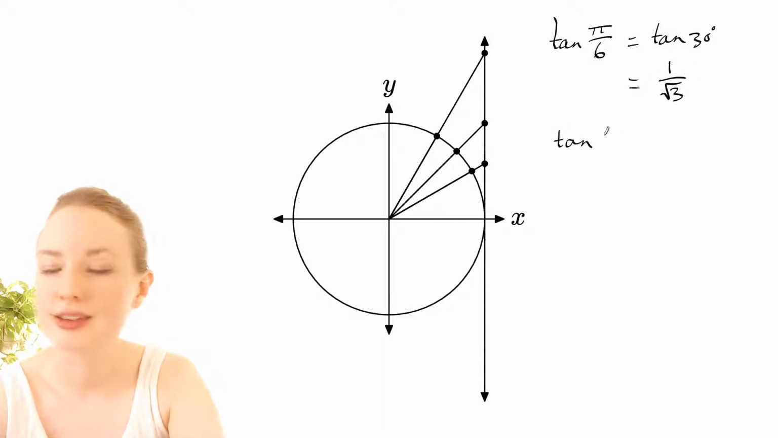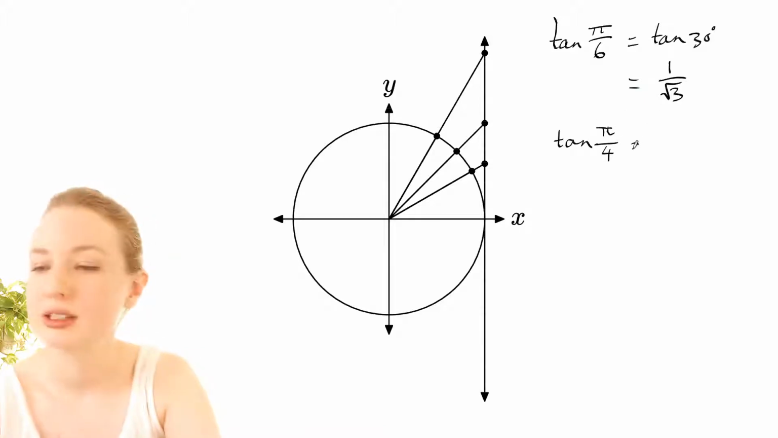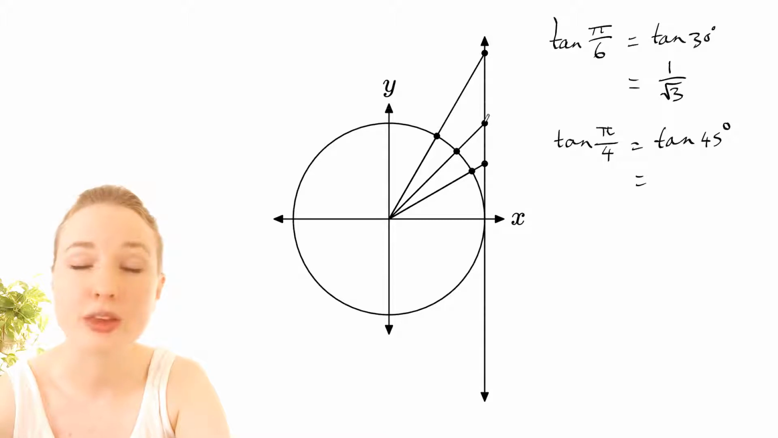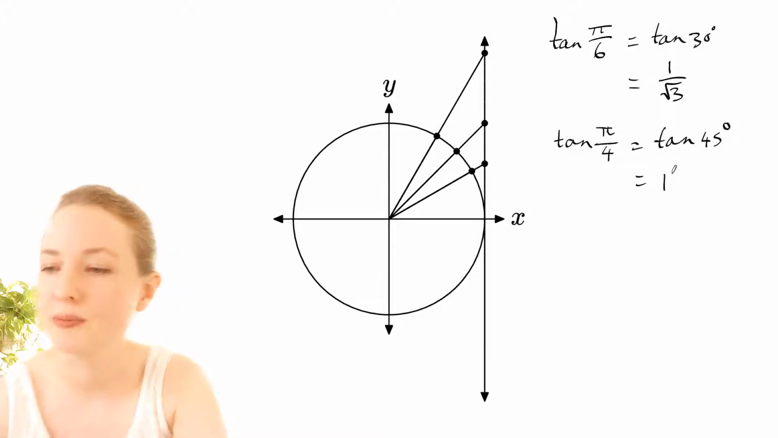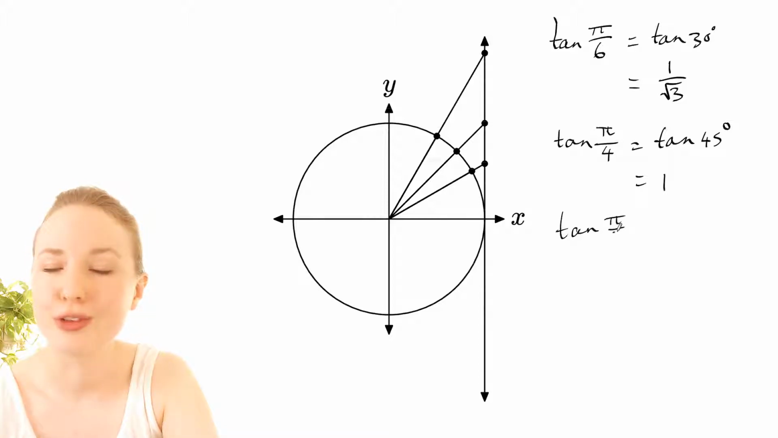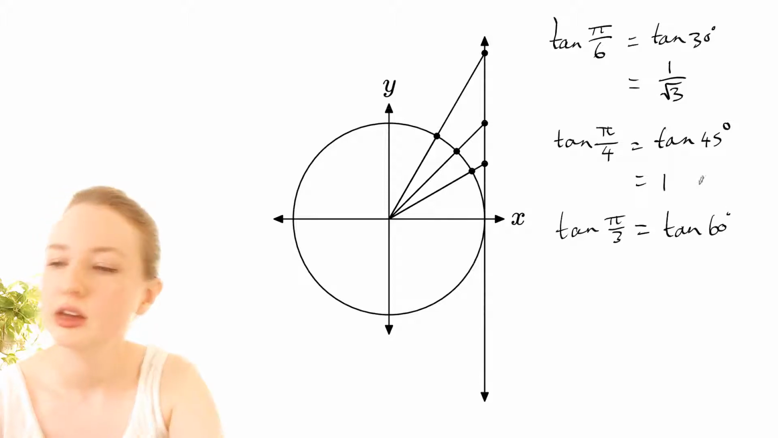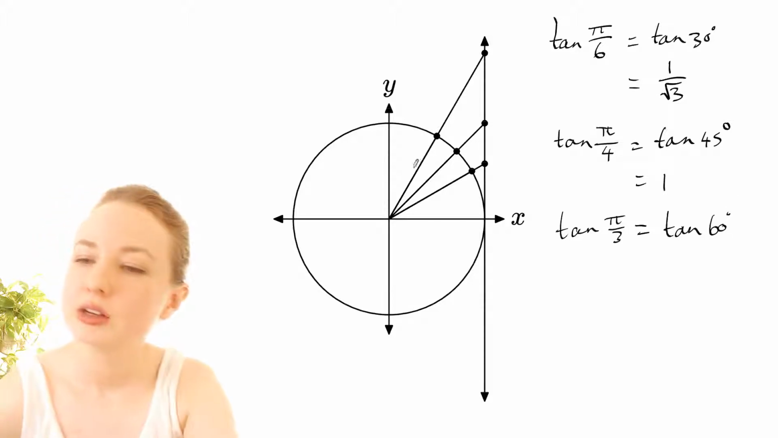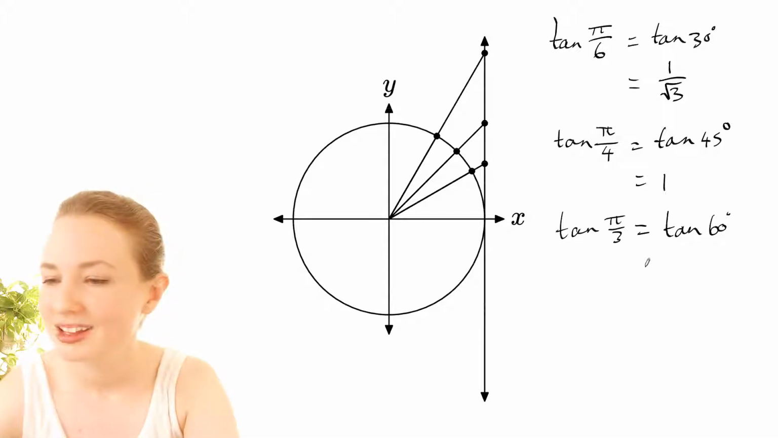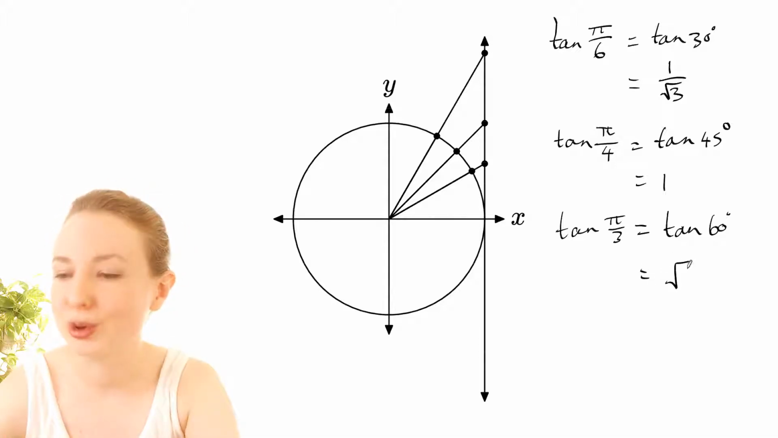If we want tan pi on 4, which is tan of 45 degrees, that's going to be this one. And you can see the y-coordinate there is 1, exactly 1. If we want to do tan pi over 3, that's the same as tan 60 degrees, which is this angle. And you can see that's a very large y-coordinate here. That's bigger than 1. So that's going to be root 3.